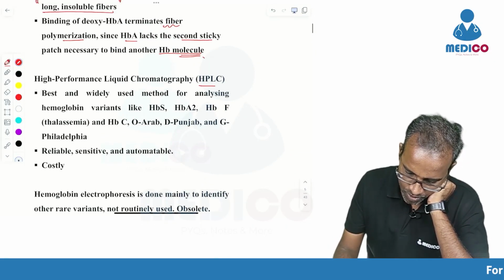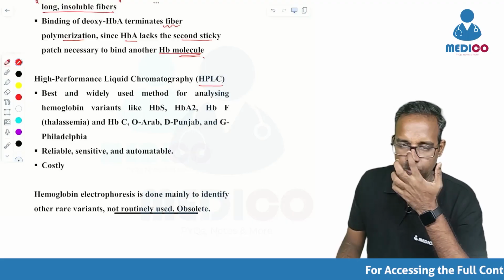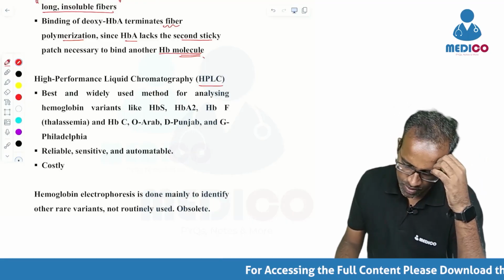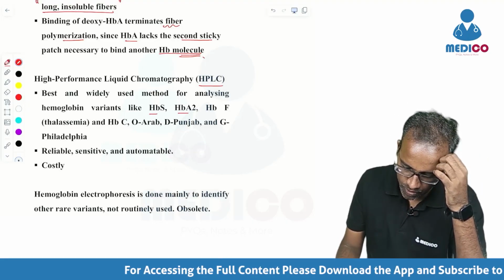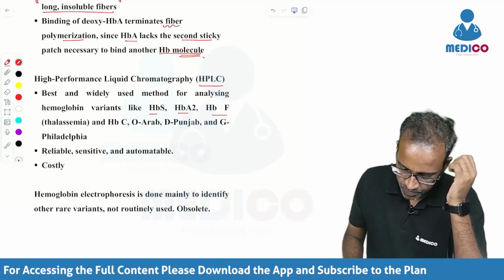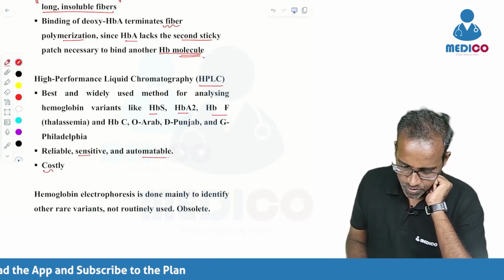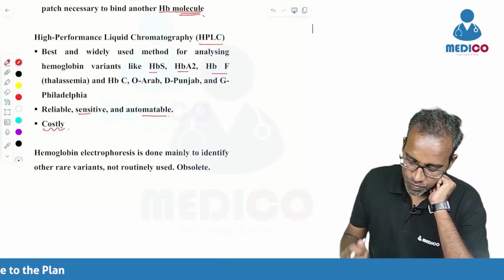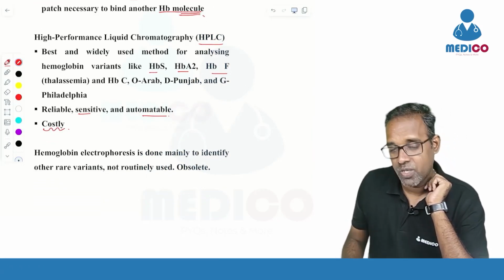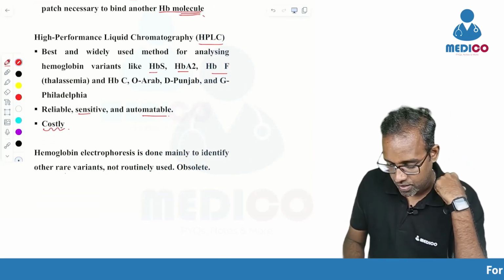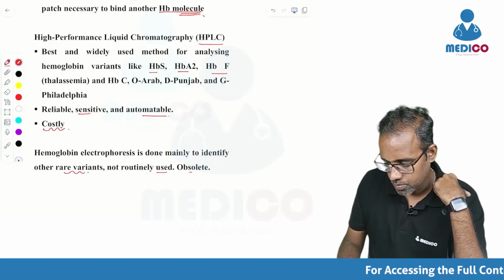High performance liquid chromatography is commonly used nowadays to analyze hemoglobin variants, which include hemoglobin S, A2, and hemoglobin F. It is reliable, sensitive, and automatable, but it is costly. Hemoglobin electrophoresis is also done, but only to diagnose the rare variants; it is not commonly used.